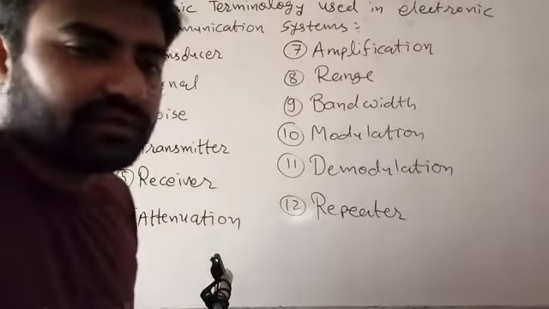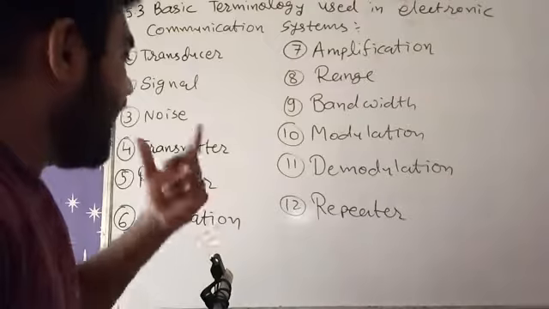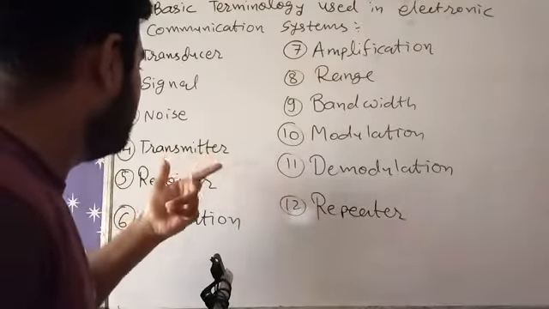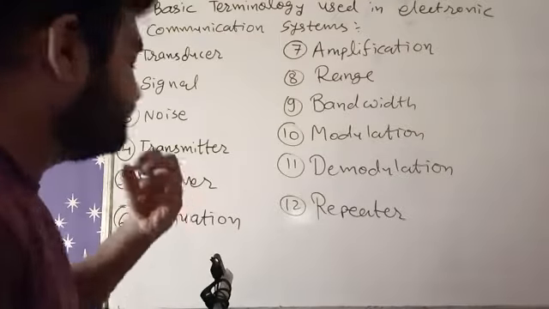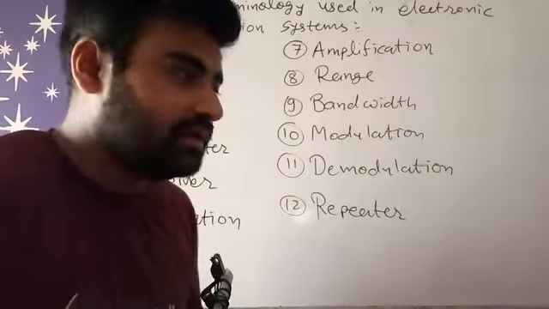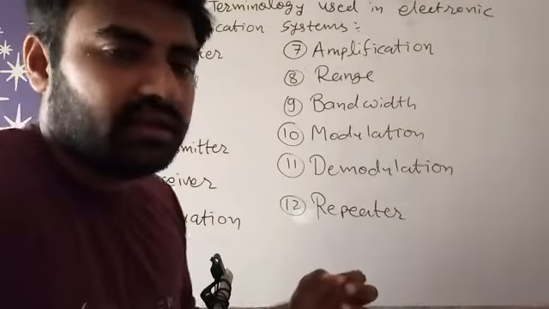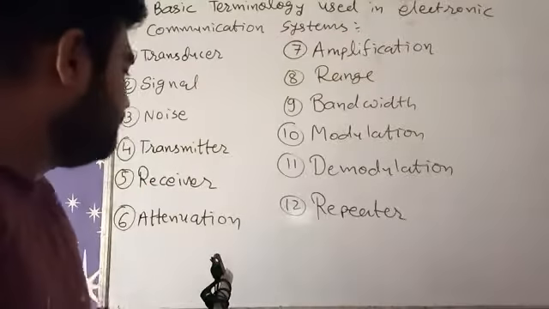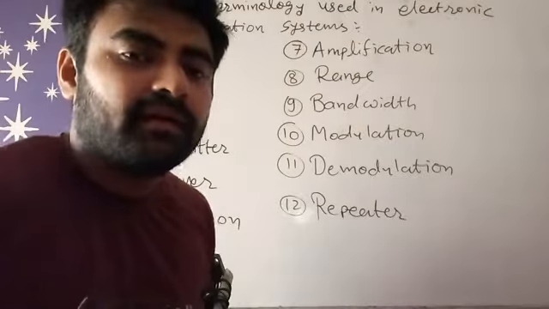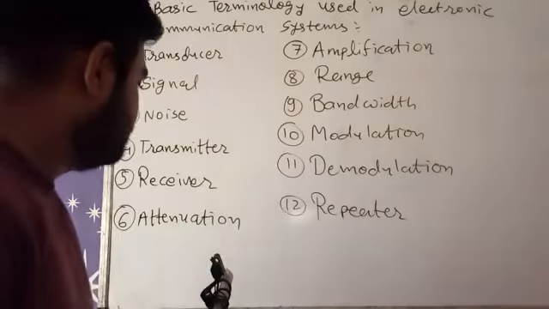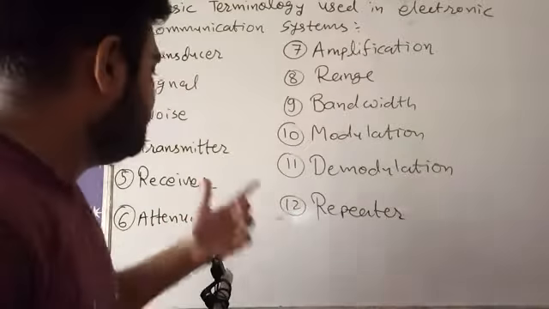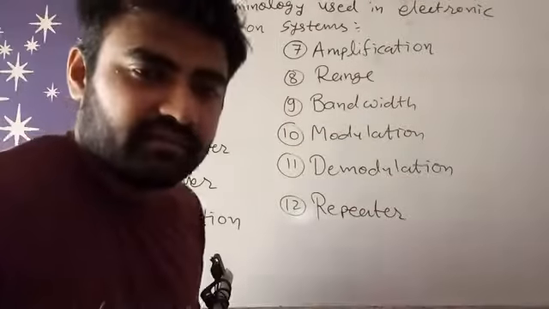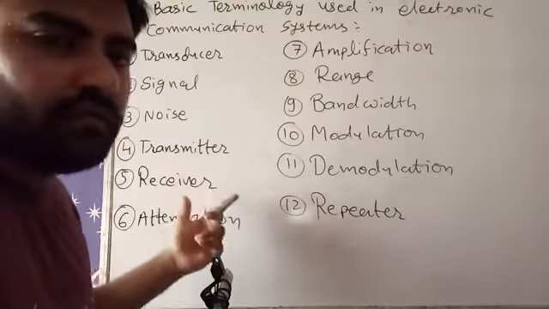Then the transmitter transmits a signal to the channel. It is one type of transportation of signal, which transmits the signal from the source to the channel. Then the receiver receives this signal and converts that signal into a message so the user can get the message, right? That is the work of the receiver.